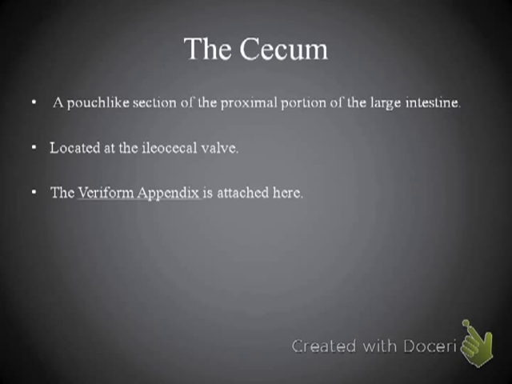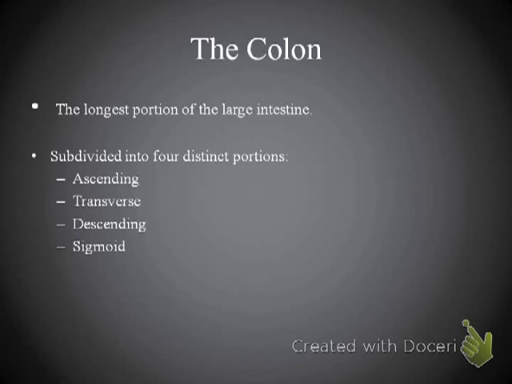So if we first begin with the large intestine, we have to begin with the cecum. The cecum is a pouch-like section of the proximal portion of the large intestine, and it's located at the ileocecal valve. And it is where the vermiform appendix is attached. The colon, typically what we're thinking about, is the longest portion of the large intestine, and it's divided into four distinct portions: the ascending, transverse, descending, and sigmoid.